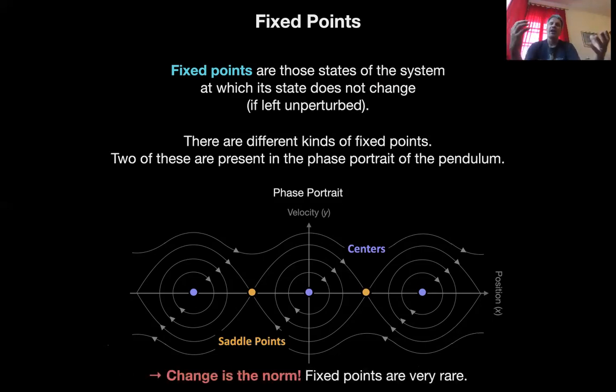So another important thing to notice is that change is the norm. There are very few points in the phase portrait that are fixed points. And so mostly the system is in motion.